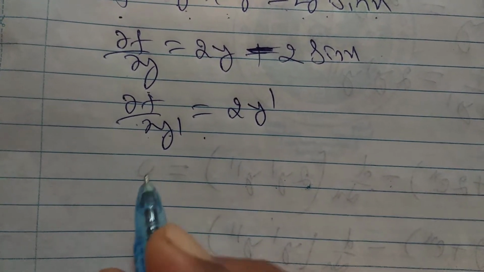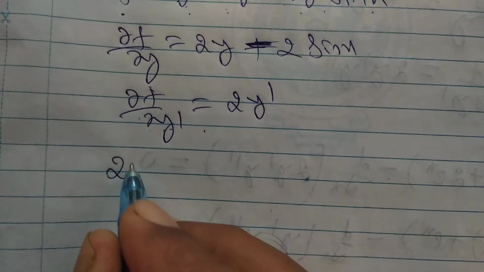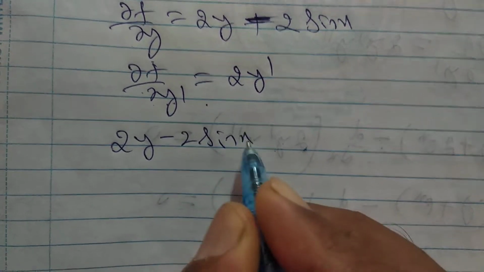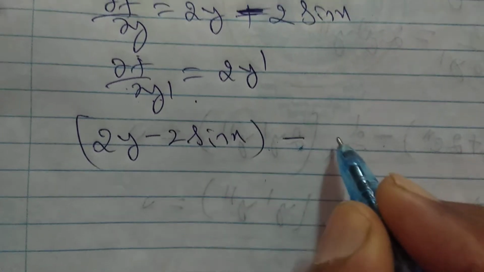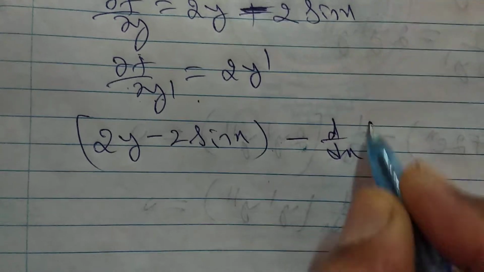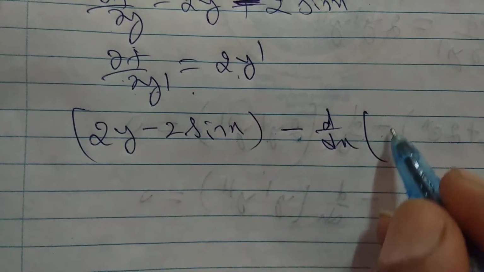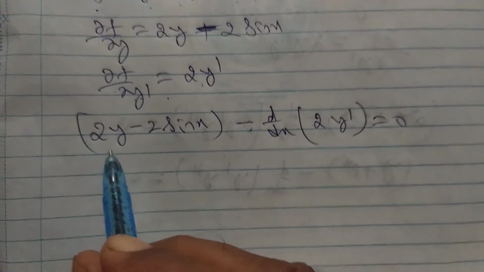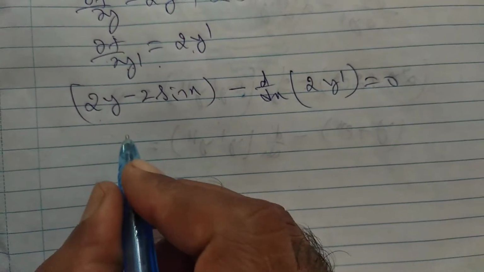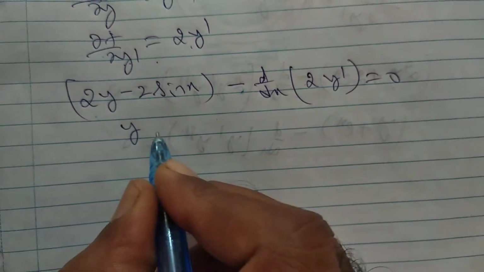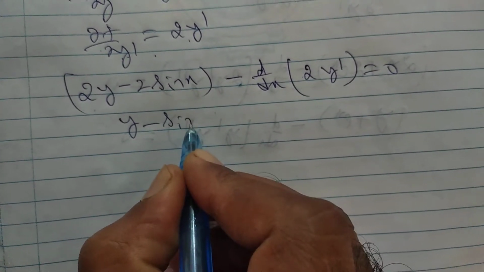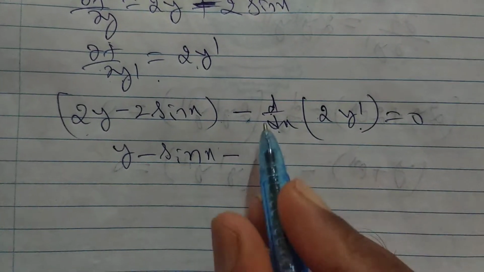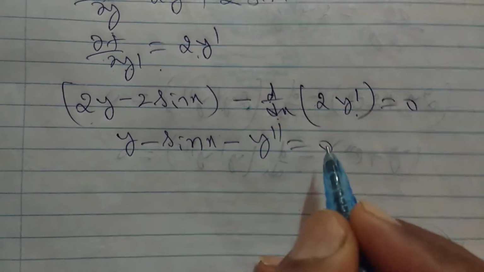So now substitute dou f by dou y and dou f by dou y dash in Euler's equation. So what is the Euler equation? Dou f by dou y. What is the dou f by dou y? 2y minus 2 sin x minus d by dx of dou f by dou y dash. What is the value for dou f by dou y dash? 2y dash is there. You have to write is equal to 0. Here also 2 common is there. So remove that 2, or divide by 2. So y minus sin x minus d by dx of y dash. So y dash becomes y double dash is equal to 0.